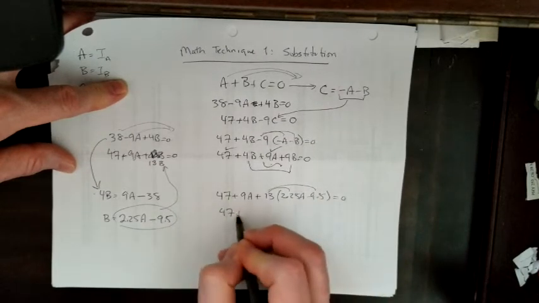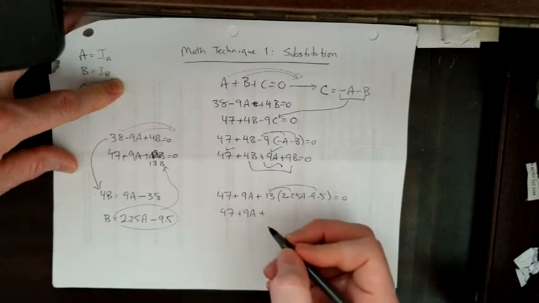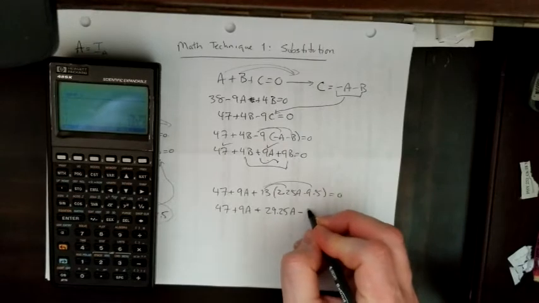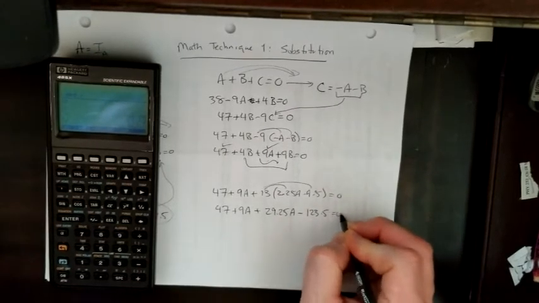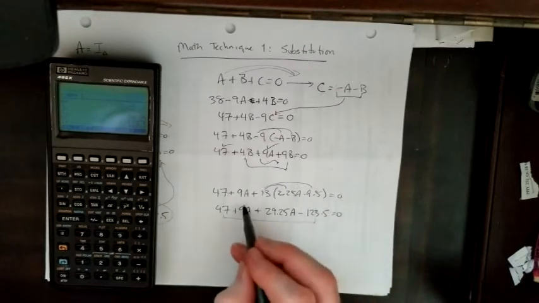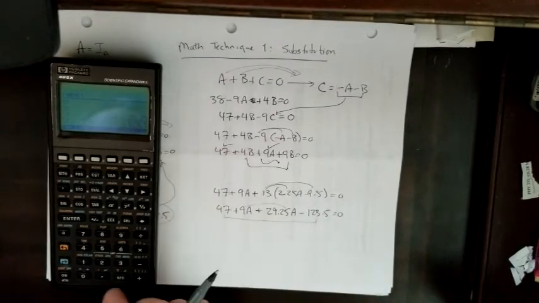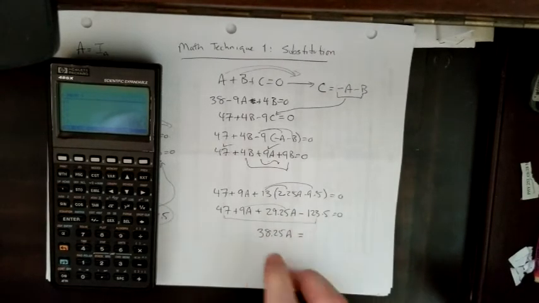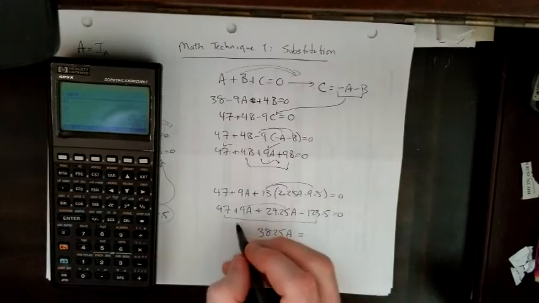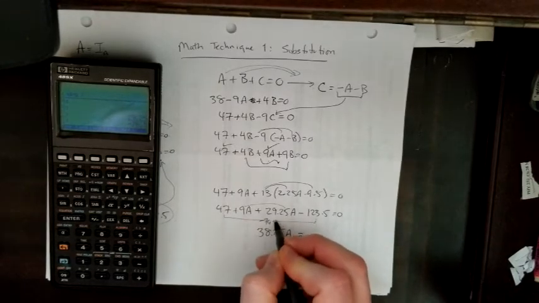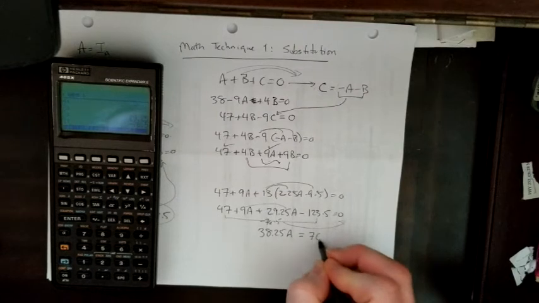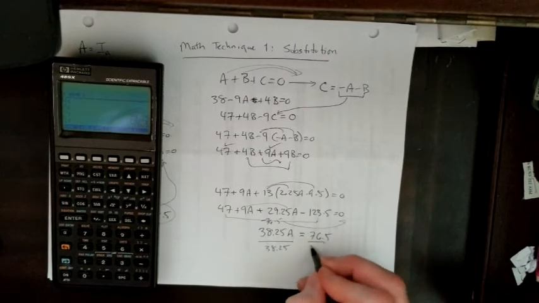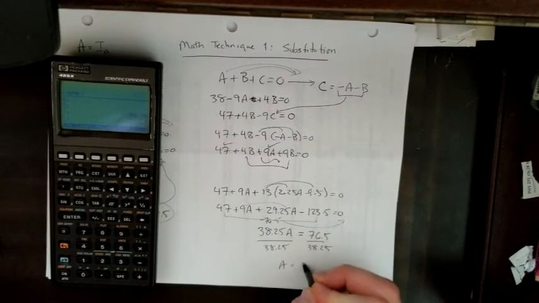So I have 47 plus 9A plus 29.25A minus 123.5 equals 0. Let me combine my A's here. So 9 plus 29.25 is 38.25A equals, and then those combined, that is negative 76.5, and so I'm just going to add that to the other side, so I get 76.5. And then dividing by the coefficient here, A is equal to 2.